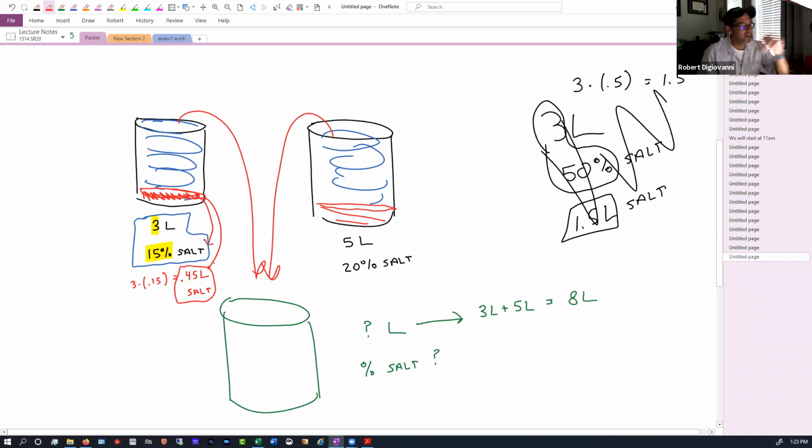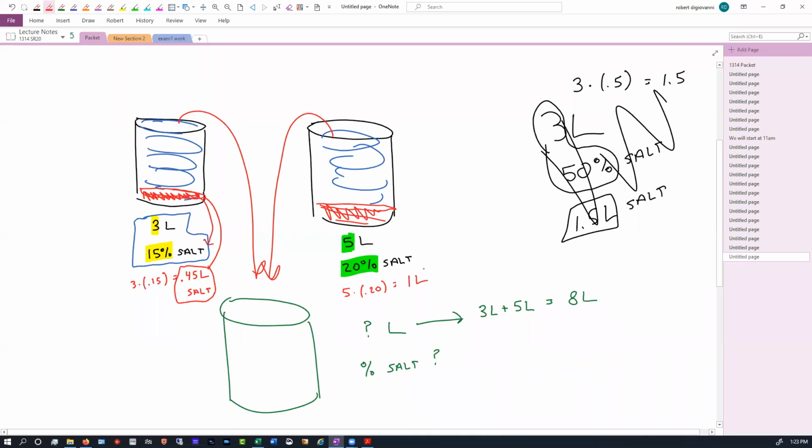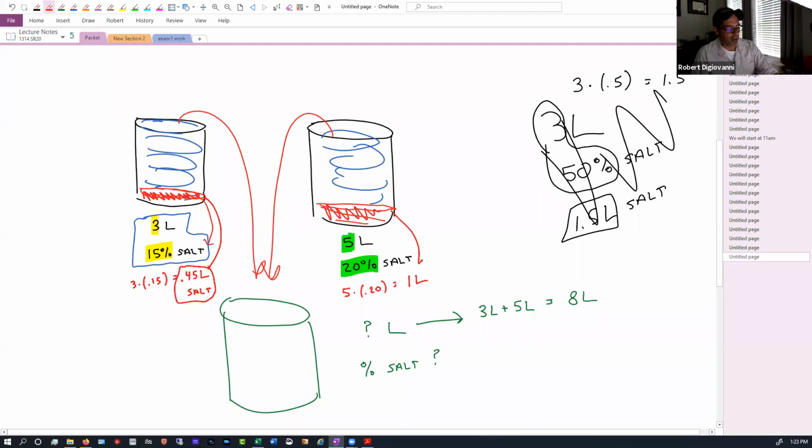Now, what about on the second container? How much salt is here? So do the same thing. 5 liters times that. So that's the same as 5 times 0.2. And what would that give you? You should just get 1 liter. So that's how much salt you have here.